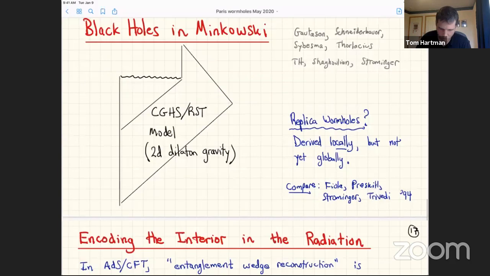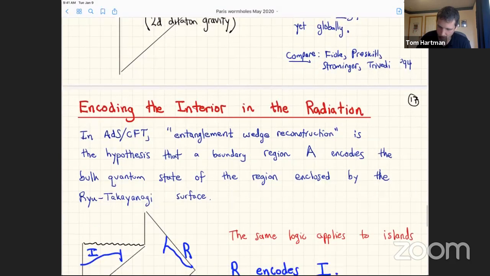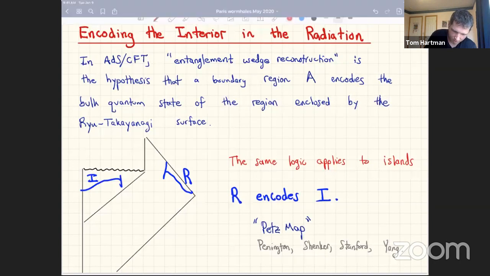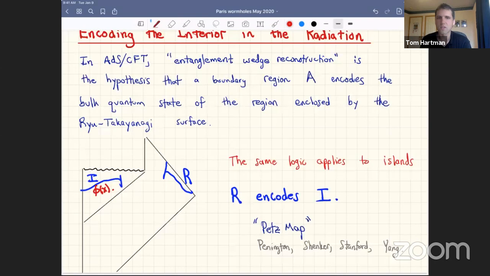The other comment is that it's suspected, based on general properties of the entropy and relative entropy in particular, that if you get the right entropy from the island rule, it also means that the radiation encodes region I. By encodes, I mean in a sense that's very similar to AdS/CFT. So for example, if you have some field operator phi of x in region I, then this strongly suggests that phi of x can be decoded as some very complicated operator on the radiation. And there's a proposal for how to do that in the Stanford paper using what's called the PETS map.